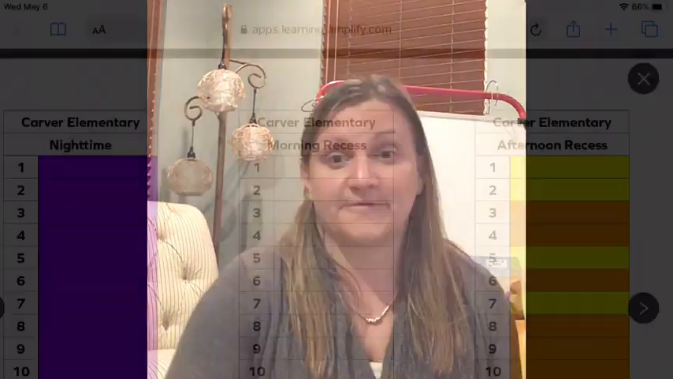Okay, so now let's make some predictions about Carver and Woodland Elementary because I have their playground data. I have their data from what the temperature was at night, what it was in the morning, and then the afternoon. And so I'm going to give you the nighttime temperature and the afternoon temperature, and I want you to predict what is going to be the morning temperature. So let's take a look at that data.